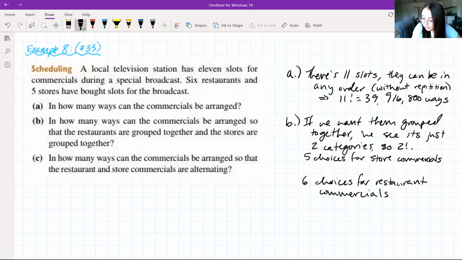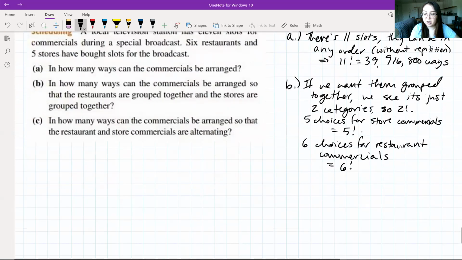I left a little spot here because we're going to say what this is going to coordinate to within our factorial. So if there's 5 options, we know that there's 5 factorial ways to rearrange our store commercials. So this is going to tell us 5 factorial. Same thing goes for 6. There's 6 choices for restaurant commercials, so we can rearrange our restaurant commercials in any order we want. And this is going to be 6 factorial.